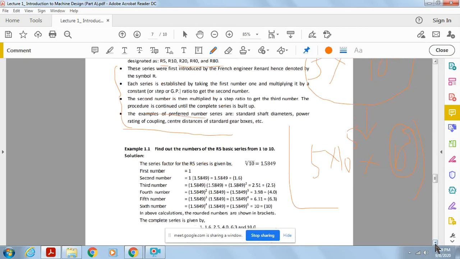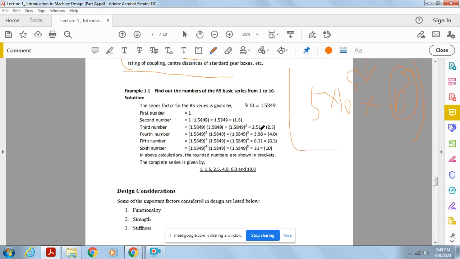Now based on this concept, how can we get an idea about the standardization process for the preferred numbers? For example, find out the numbers of the R5 basic series from 1 to 10. We have to find out the standard sizes that are available within 1 to 10, and we have to follow R5. R5 means 10 to the power 1 by 5. The first number is 1, so obviously the second number will be 1 into 10 to the power 1 by 5.